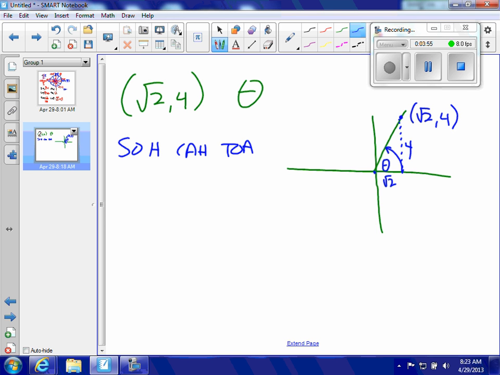Okay, so I need to now find out what is the length of my hypotenuse. And I'm going to find the length of my hypotenuse by using the Pythagorean theorem. So I have my two sides, radical 2, and the other side is 4. So I'm going to go radical 2 squared plus 4 squared is equal to hypotenuse squared.